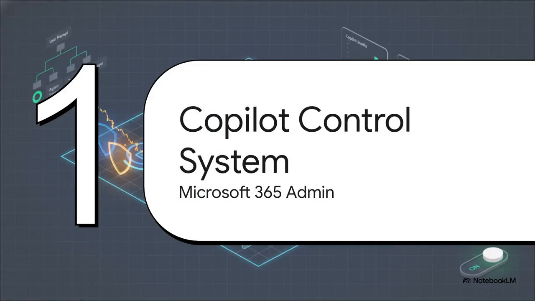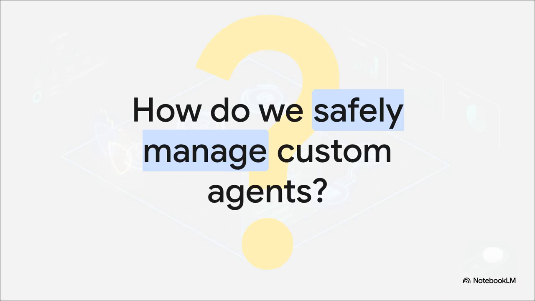Section 2. The Copilot control system. So now that we know who's building agents and what control layers we need, let's step into the central command hub itself, the Microsoft 365 Admin Center, or MAC, and the broader Copilot control system. This brings up a massive strategic challenge. I mean, anyone managing a tenant right now is asking themselves, how do we safely approve and manage custom agents in our IT catalog? Because we absolutely have to prevent unauthorized, rogue agents from executing custom actions that could expose our systems.